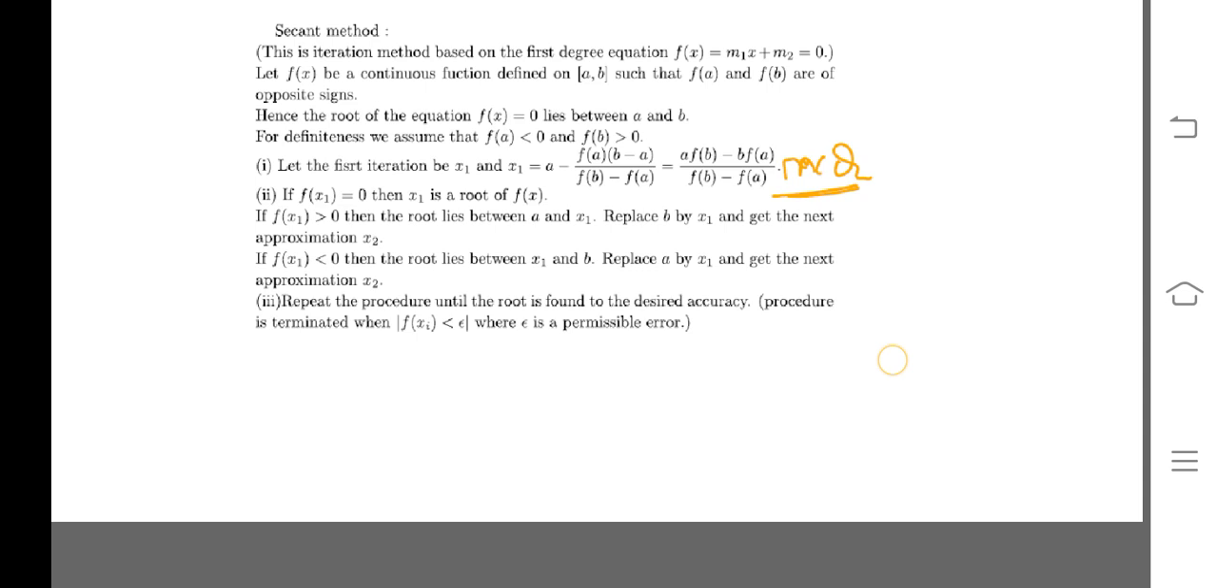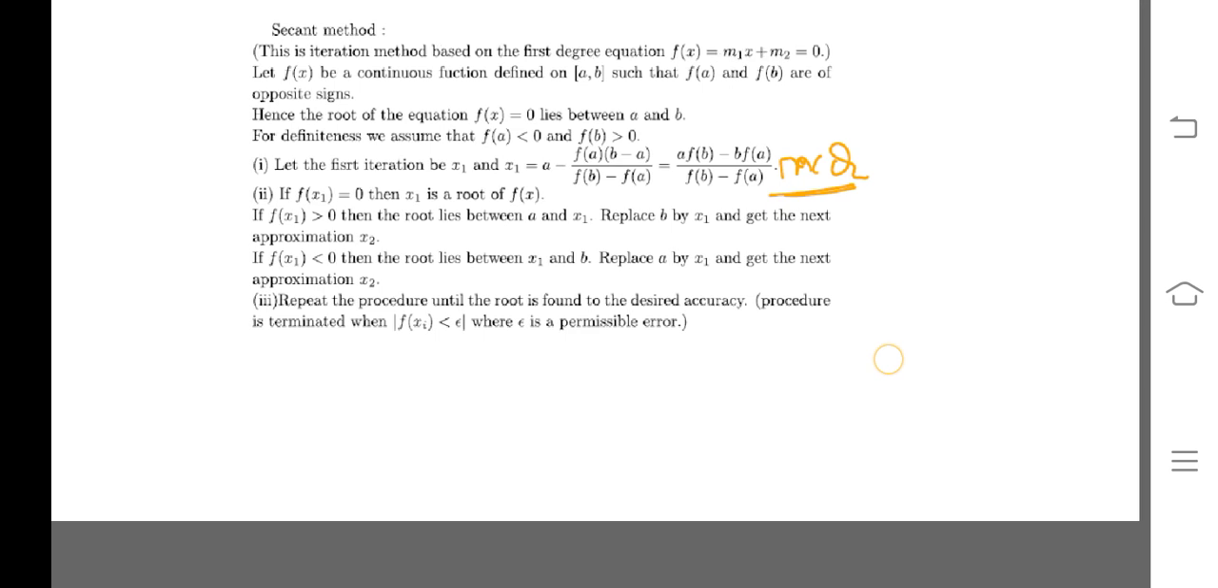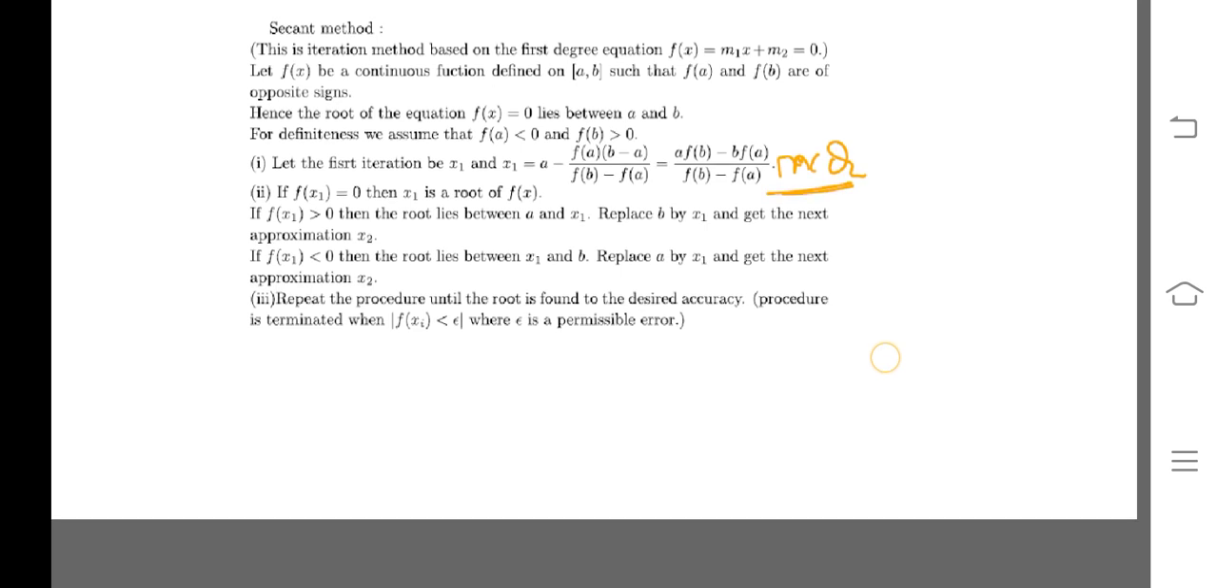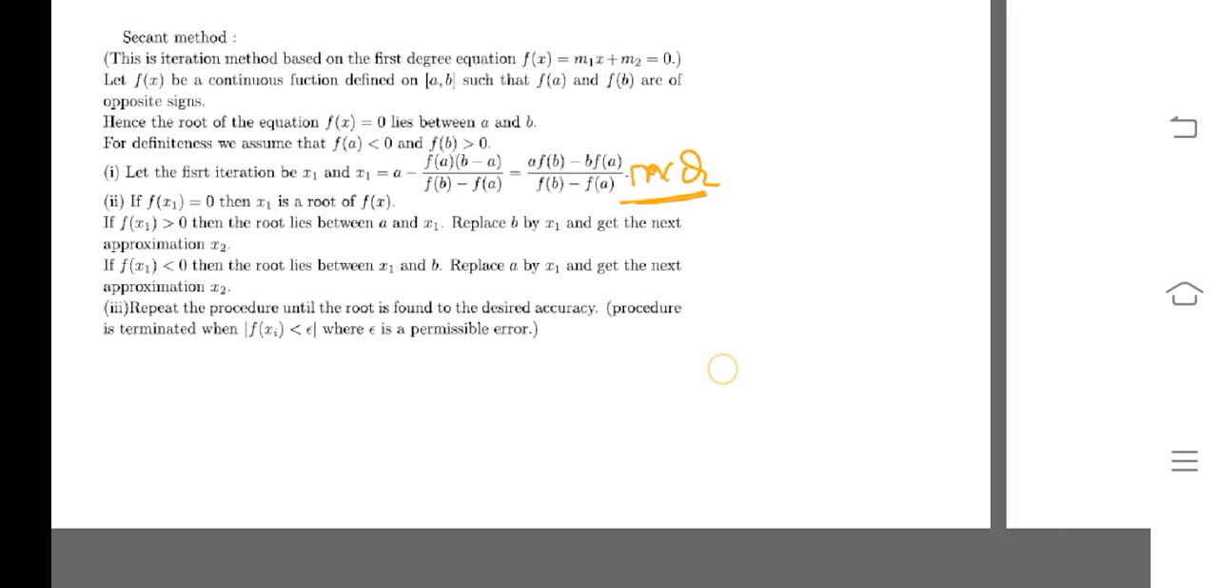So if f(x1) is greater than 0, the root will lie between a and x1. In this case, b will be replaced by x1 and we will get the next approximation. If f(x1) is less than 0, then the root will lie between x1 and b, and in this case replace a by x1 and get the next approximation. We have to repeat this procedure till we get the root up to desired accuracy.